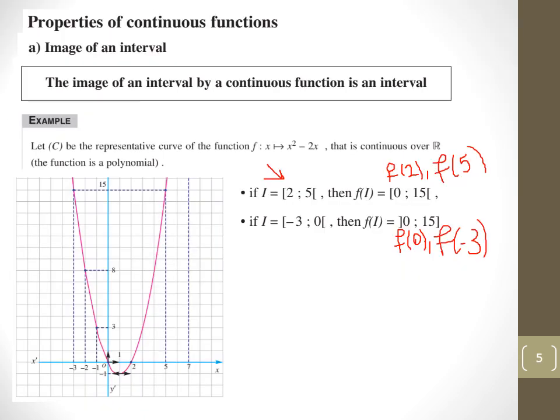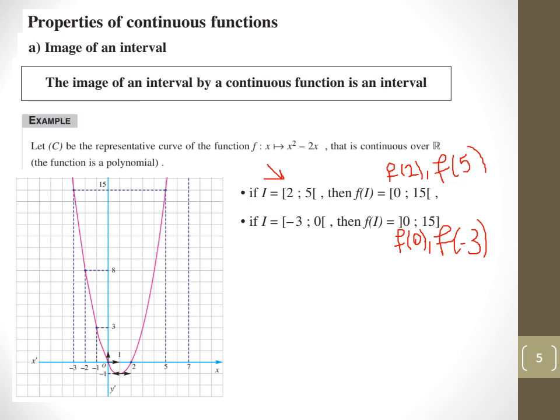Properties of continuous functions. Every continuous function has its own image, and this image is related to the interval. For example, in this figure we have the function x squared minus 2x. It's continuous over R, so it has an image. Suppose we take a part of the interval, from 2 to 5. As you can see, this function is increasing from 2 to 5, so the image f of I is from 0 to 15.